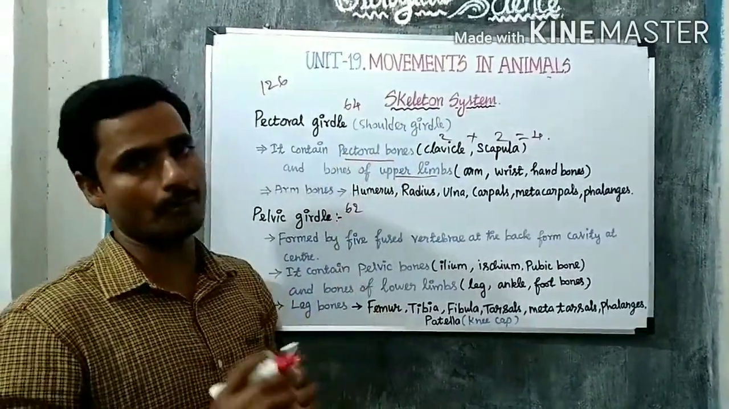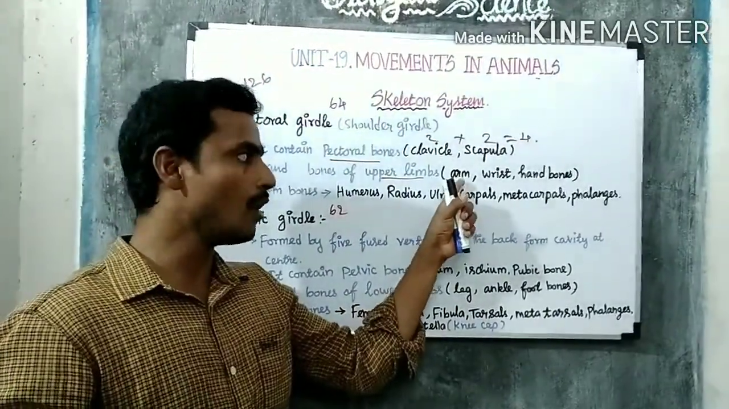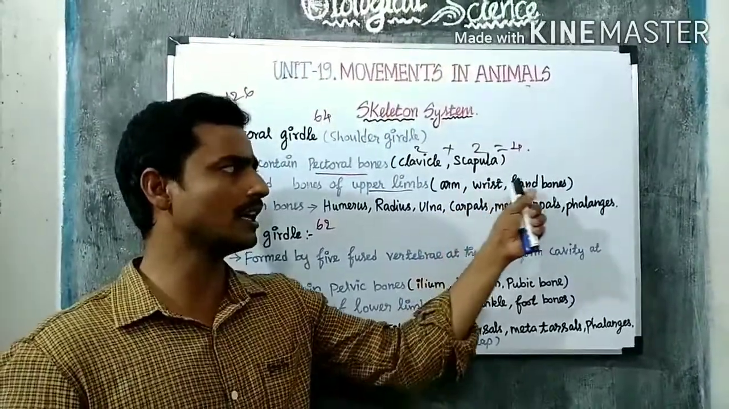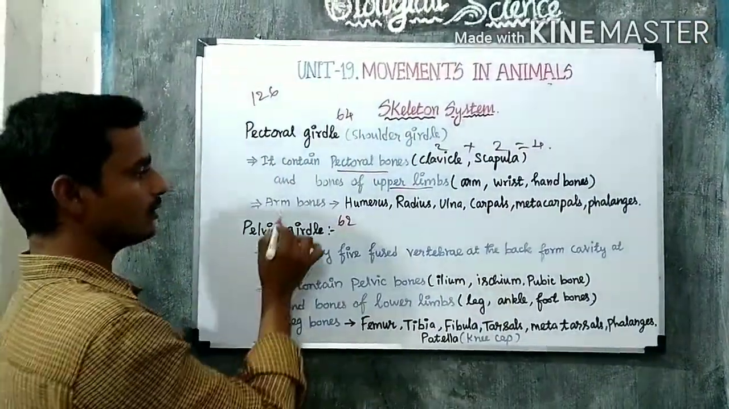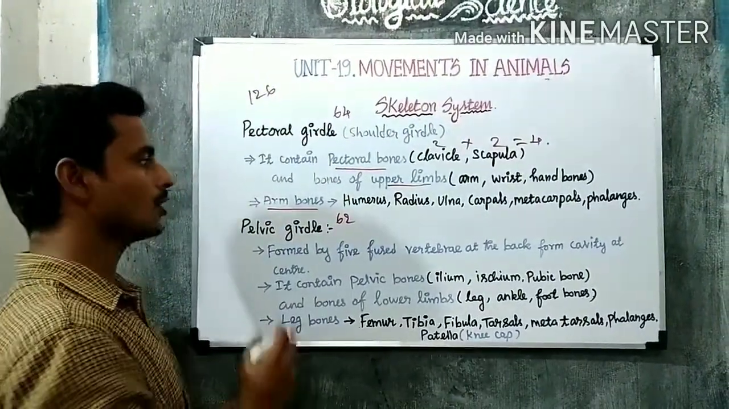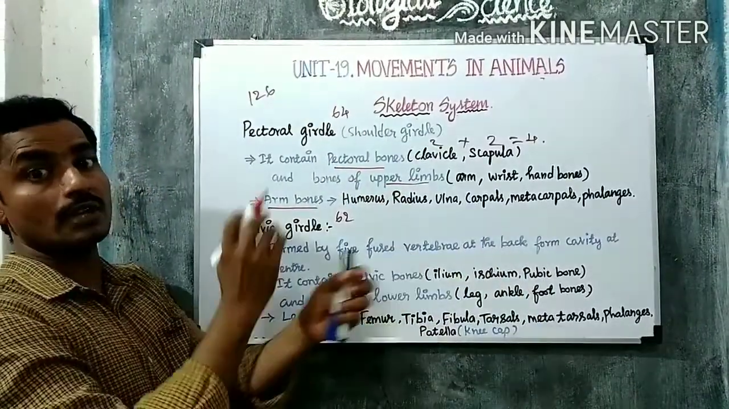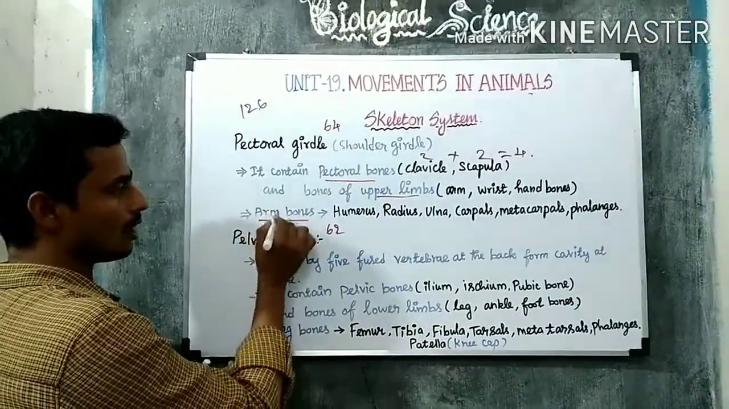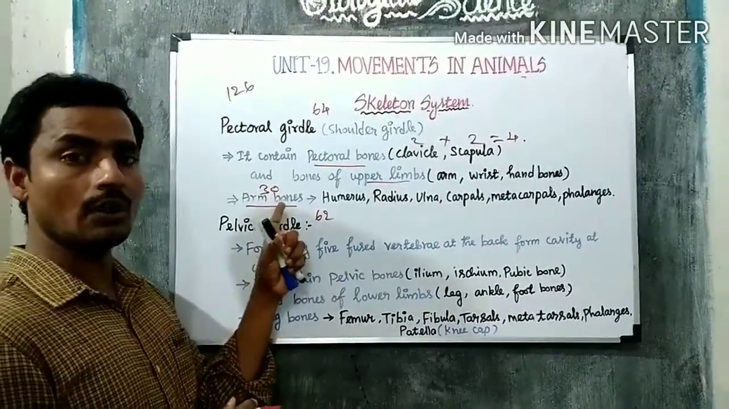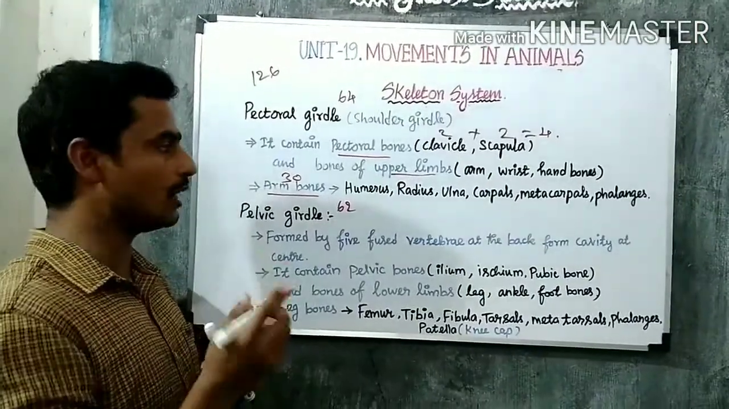The upper limb is nothing but the arm. The upper limb is made up of arm bone, wrist and hand bone. Now we are going to learn what the arm bones are. In each arm we have 30 bones, so totally we have 60 bones. We are going to check that.